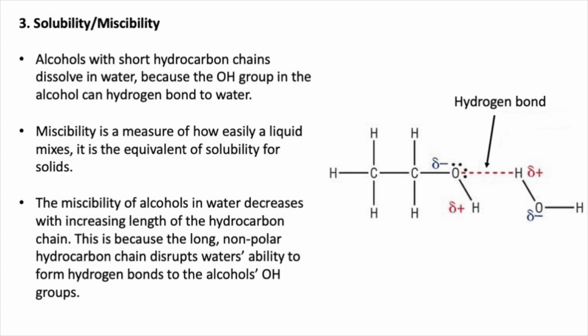The following diagram shows ethanol hydrogen bonded to water. You can see in this diagram that the delta minus oxygen on ethanol forms a hydrogen bond to the delta plus hydrogen on the water molecule. You can also see in this diagram that a lone pair on the oxygen contributes to this hydrogen bond.